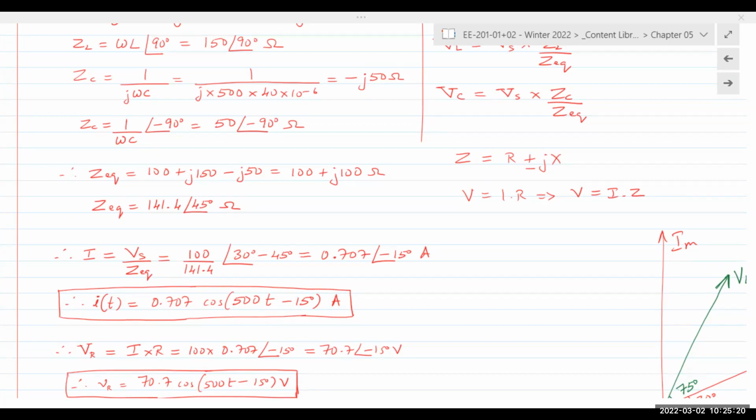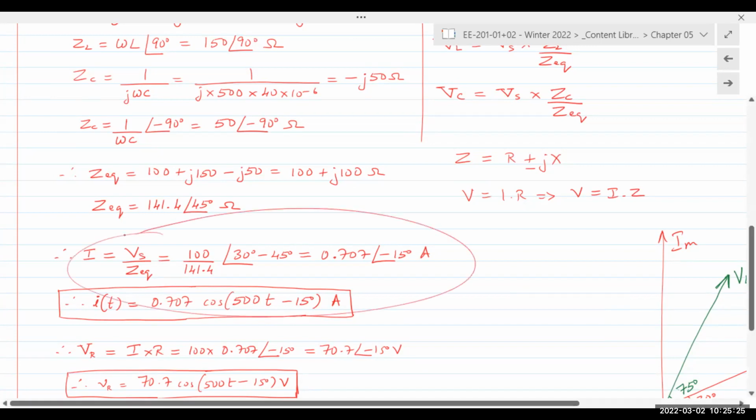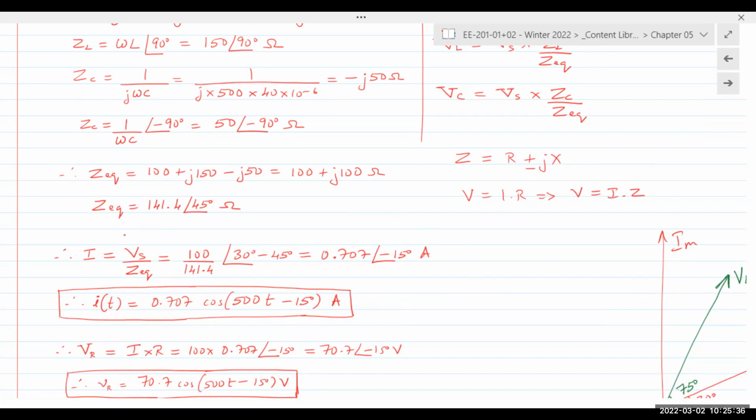So we perform our division. I is equal to Vs over ZEQ. And we obtain I as magnitude of 0.707 and a phase angle of minus 15. That is the phasor form. You need to perform an inverse phasor transform from here to here. And so magnitude 0.707, cos of the same frequency, 500t, and a phase angle of minus 15. And overall units, amps, because it's describing current as a function of time.